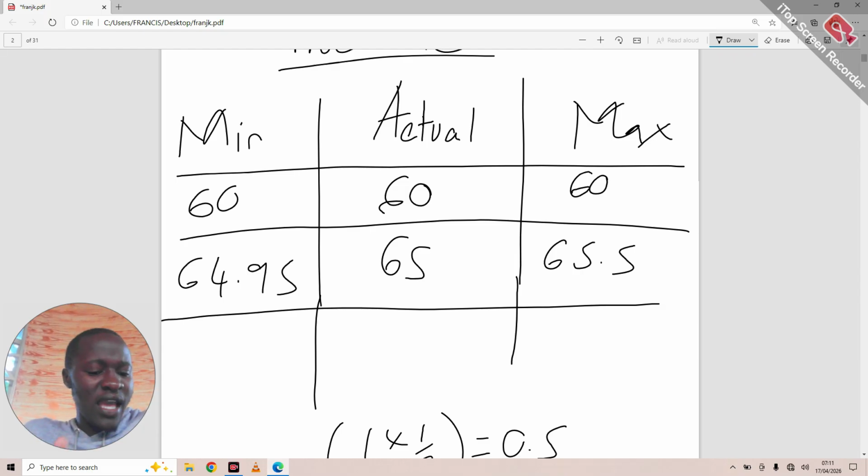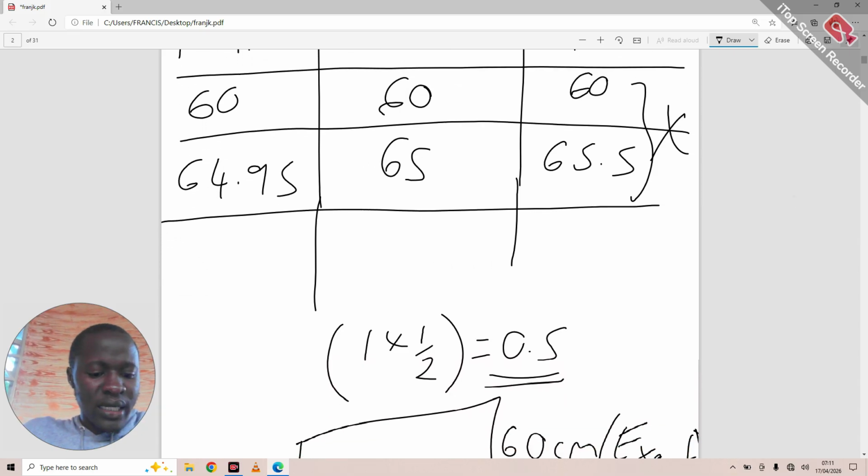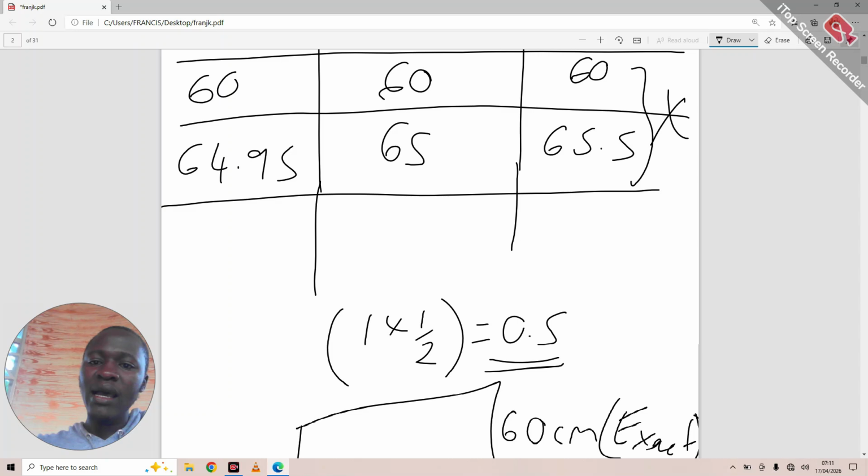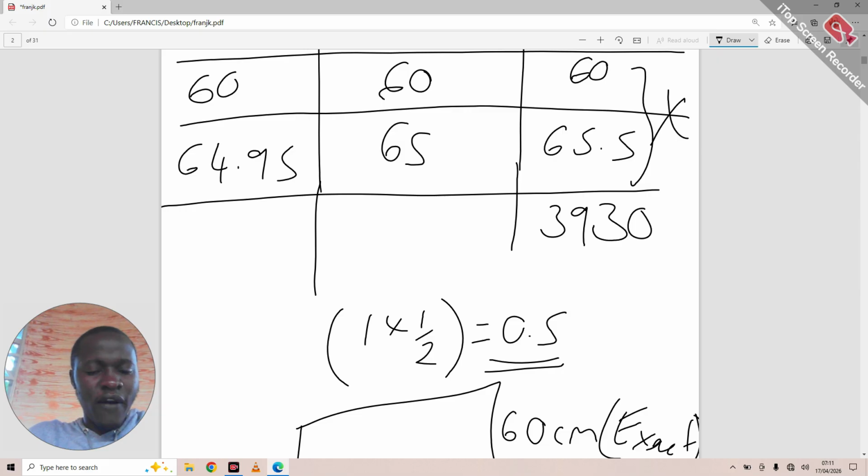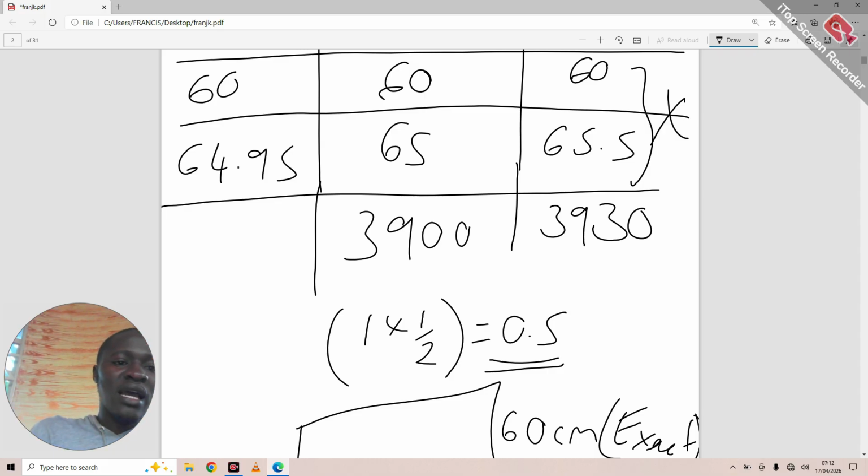Now, when you're getting the area of a rectangle, we deal with multiplication. So in short, we're going to multiply, and with multiplication you just do it directly the way they are. Having 60 multiplied by 65.5 in my calculator, I'm getting 3930. Having 60 by 65 in my calculator, I'm getting 3900. Having 60 by 64.5 in my calculator, I'm getting 3897.